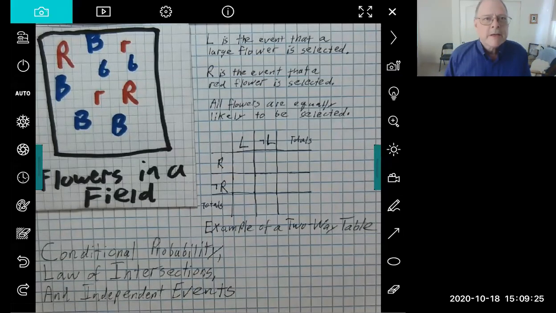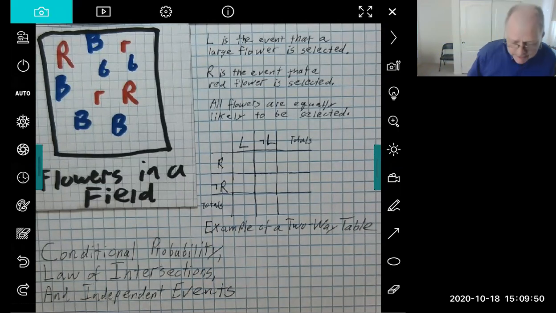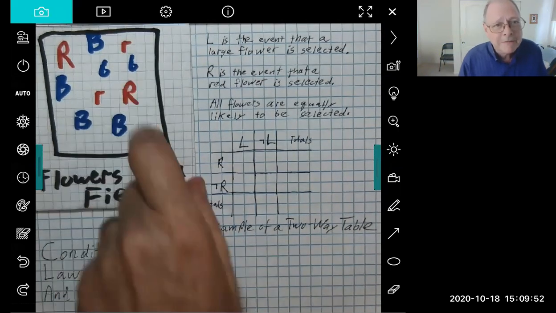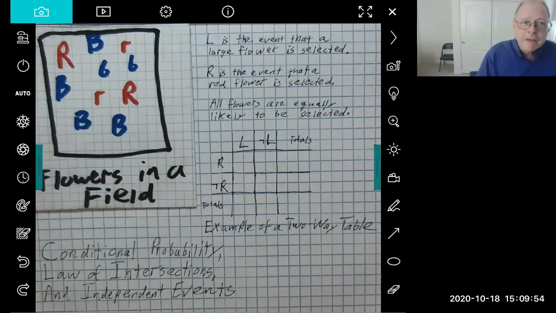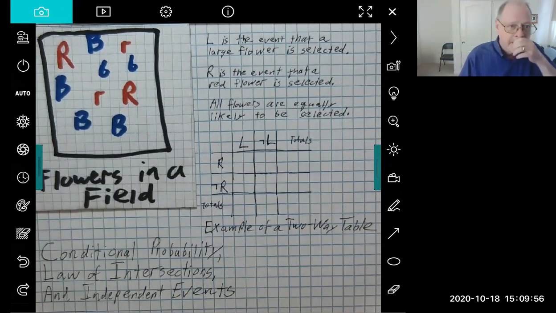So this presentation's on conditional probability, the law of intersections, and independent events. And this material is in modules 9 and 10 in the OLI textbook, and it's modules 8 through 10, topic 3 on the logic of events in the workbook. And so here's the situation. We've got some flowers in a field, and we're going to select a flower at random.